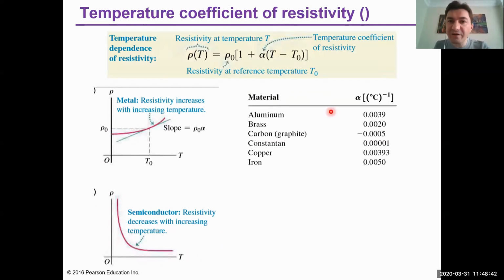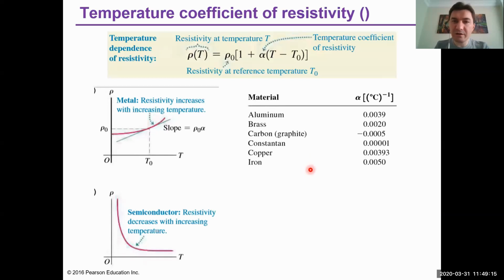So what we have here, alpha for different materials. Aluminum is metal, brass is metal, constantan, it is more or less constant, it does not change. Copper is metal, iron is metal. What do you see here? That metals have positive alpha. Here we have graphite, semiconducting material, it has negative alpha. Okay, so easily you can understand the mechanism of temperature coefficient of resistivity.